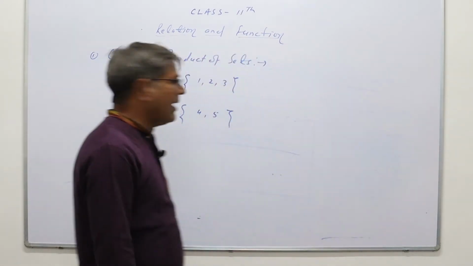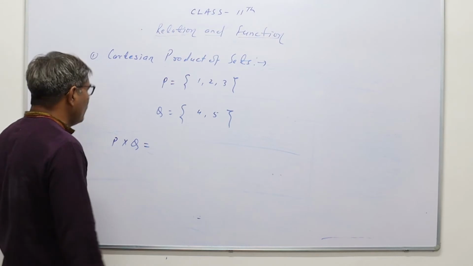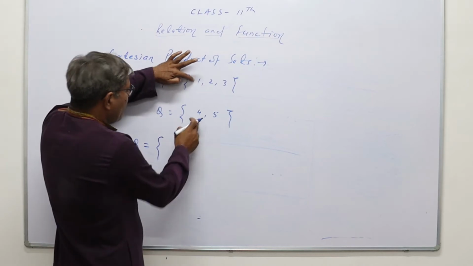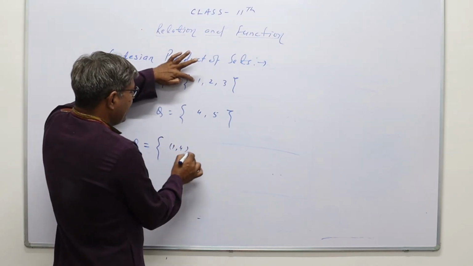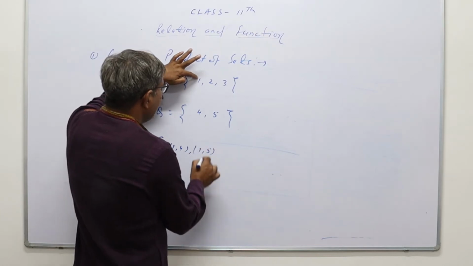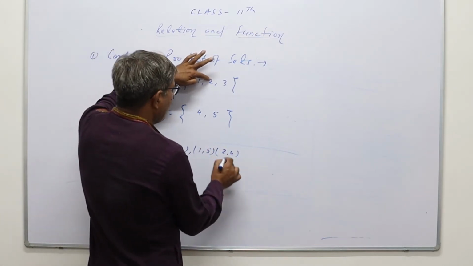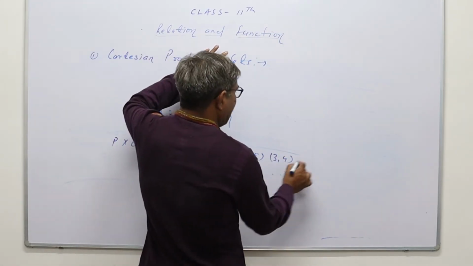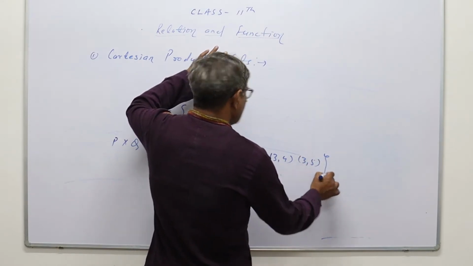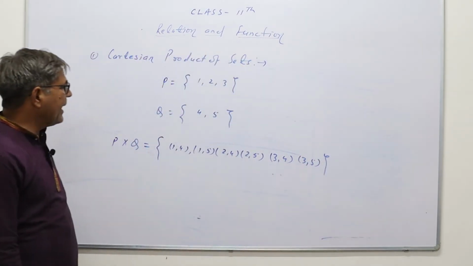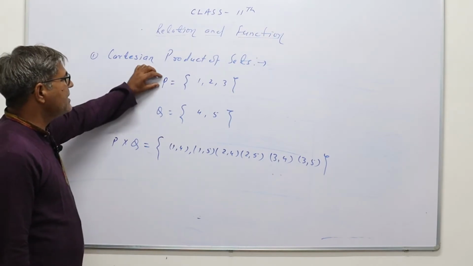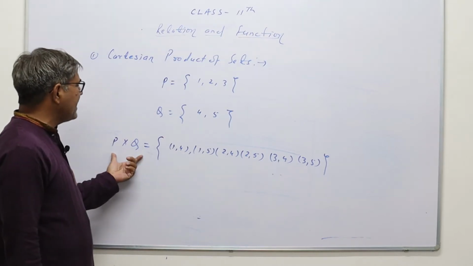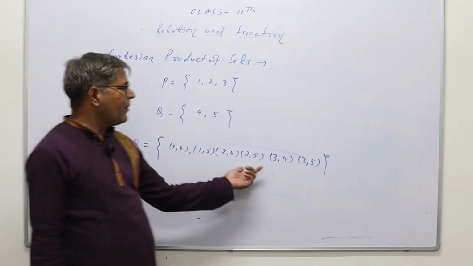So let us see how we will write the Cartesian product. So P cross Q will be the ordered pair, and how? 1, 4, then 1, 5, then 2, 4, then 2, 5, and then 3, 4, and then 3, 5. So these are the total relation defined from set P to set Q. So this P cross Q is known as Cartesian product. So what is the Cartesian product?